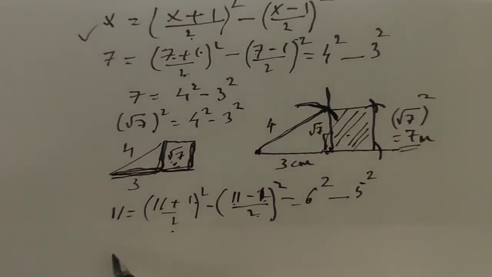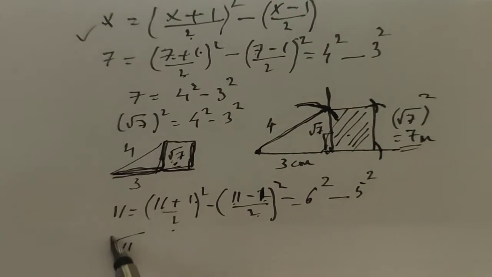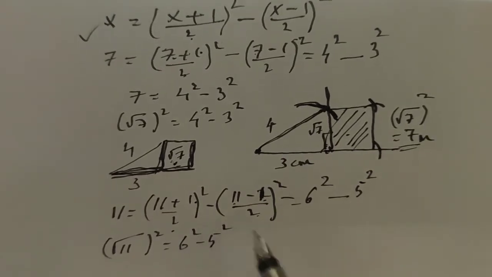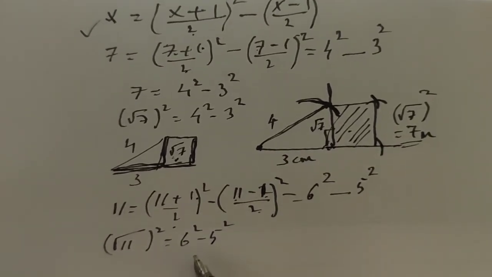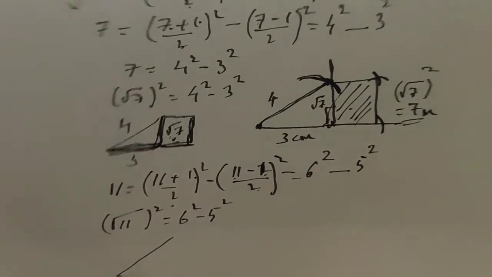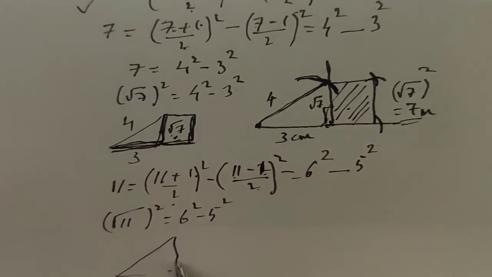Or otherwise you can write it as what? Root 11 the whole square is equal to 6 square minus 5 square. Then how do you map this length into a right triangle?